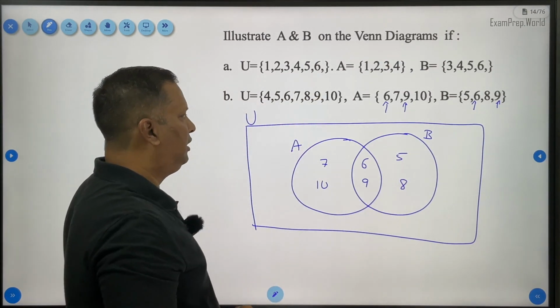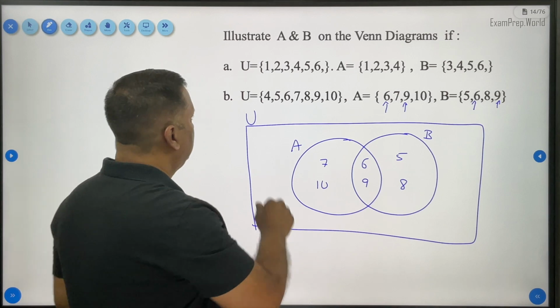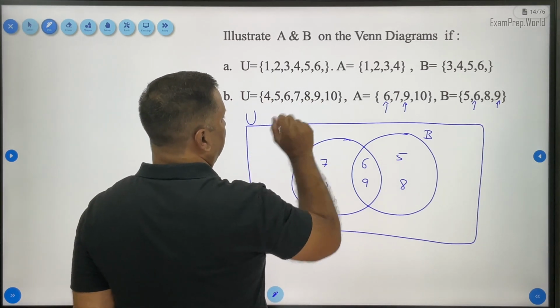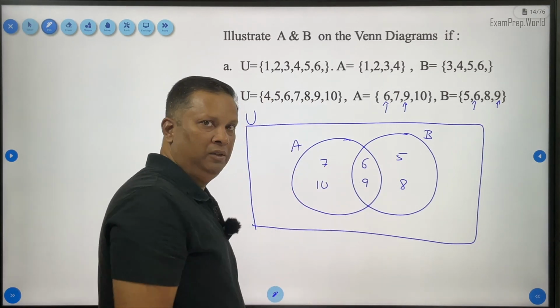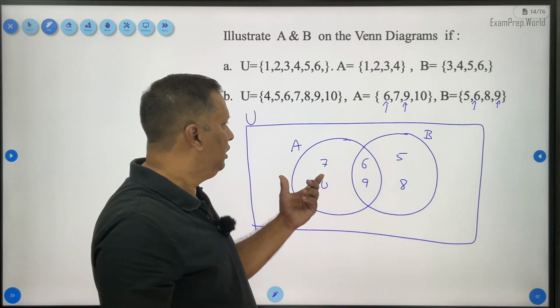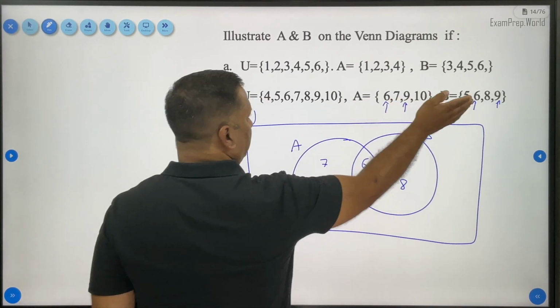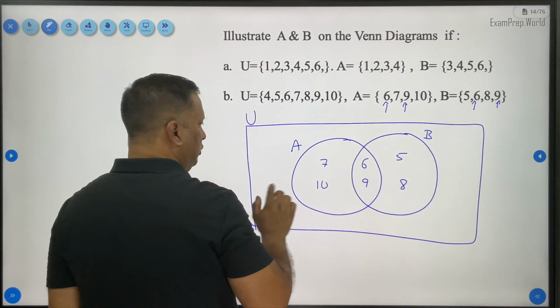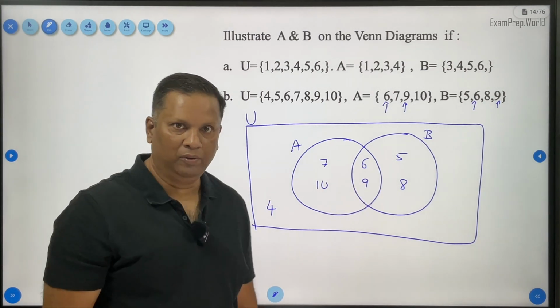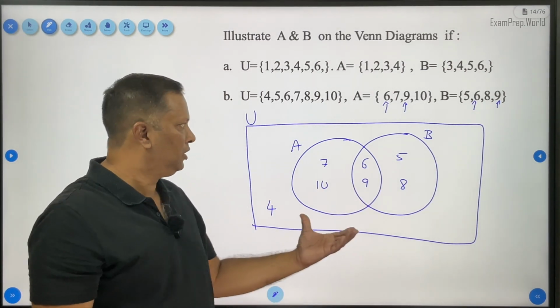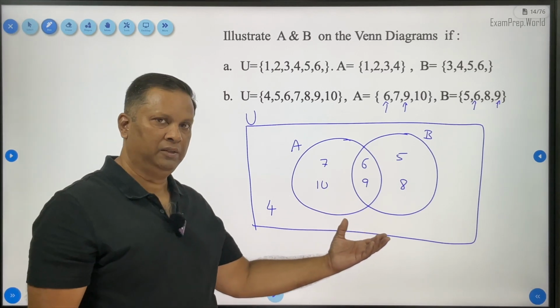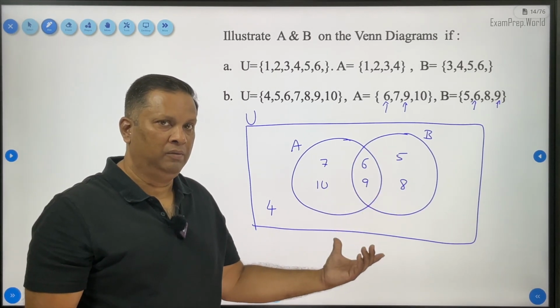Now the universal set has some numbers. How many numbers does it have? 4 plus 3, 7. Only 6 are here. Which number is not included in A and B? 4, isn't it? I don't find 4 here. So 4 should be written outside both the circles. Okay, understood? So this is how we represent a set on a Venn diagram.